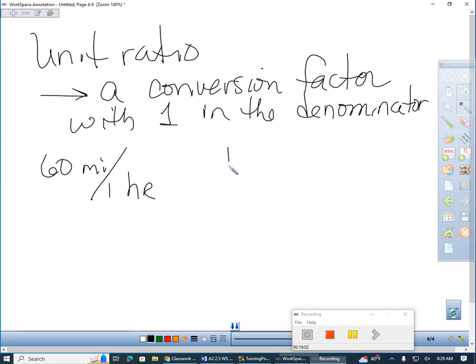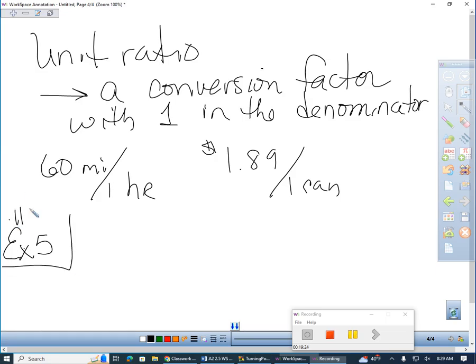Sometimes we have a pop that is $1.89 per 1 can. That's a unit ratio. We have a 1 on the bottom. So sometimes we're just going to divide it to get it as a 1. That's the whole goal, okay? Now, here is my final example. This is example 5, and this is going to go back to number 10. It's where you're going to start your homework.